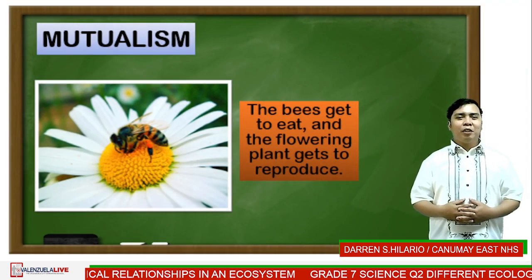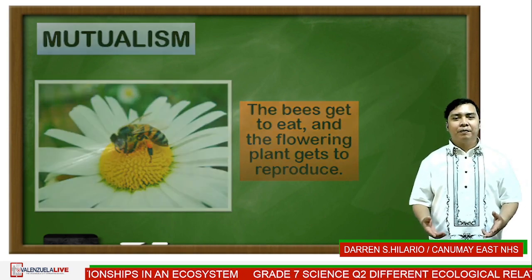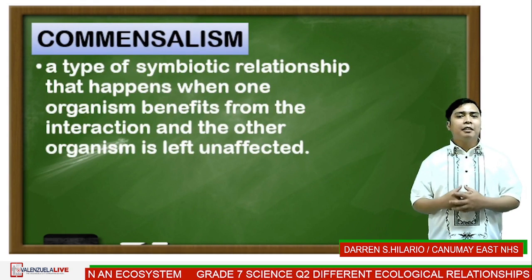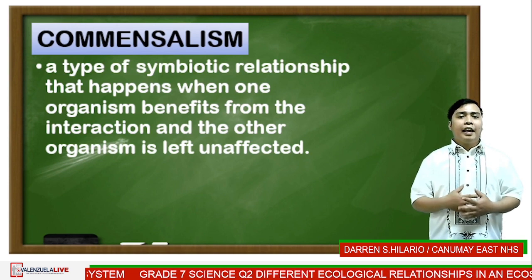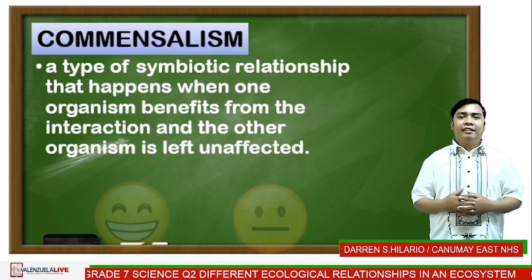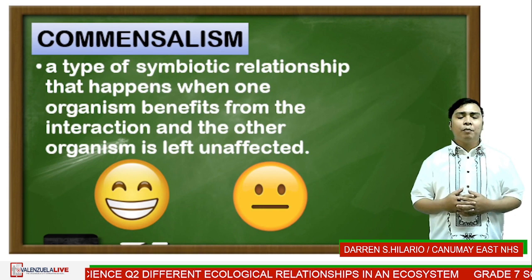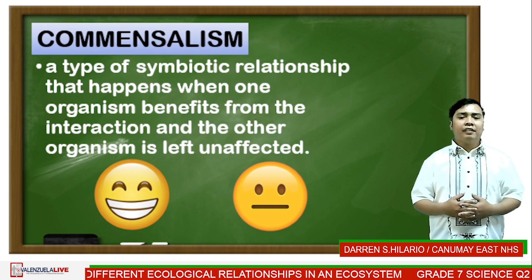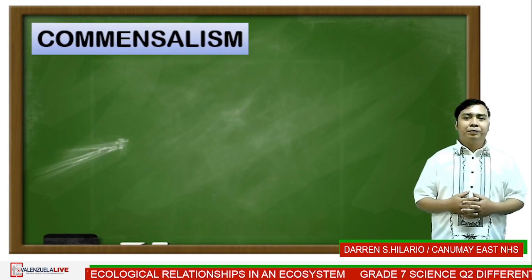The next kind of symbiotic relationship that we're going to discuss is commensalism. Commensalism is a type of symbiotic relationship that happens when one organism benefits from the interaction and the other organism is left unaffected, meaning it is neither harmed nor benefited. The interaction of two organisms in commensalism is positive and neutral since one organism benefits and the other is not affected. Let's look at this example.